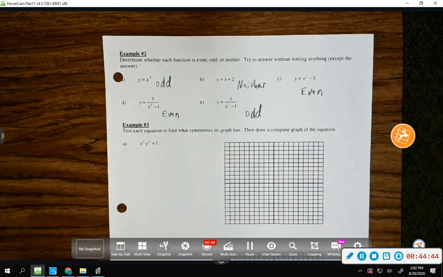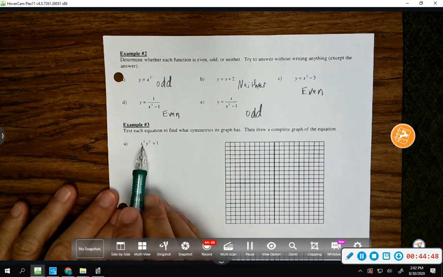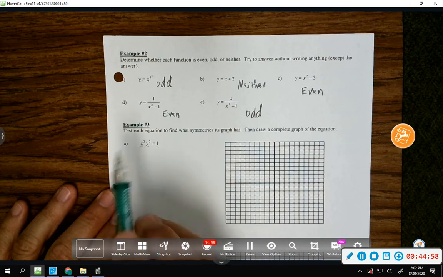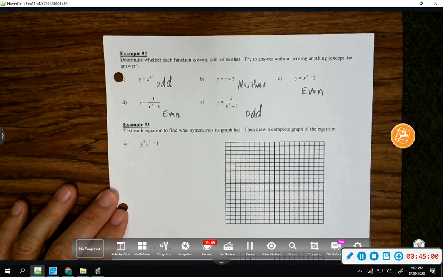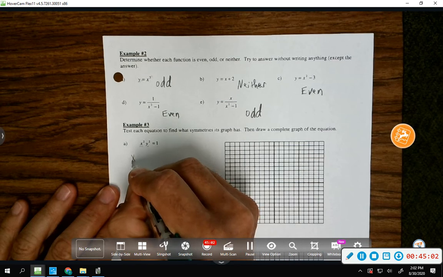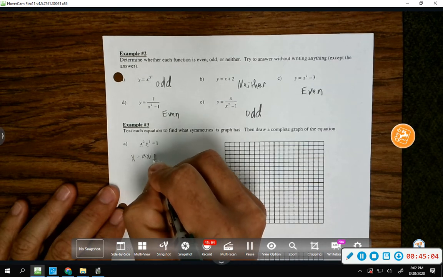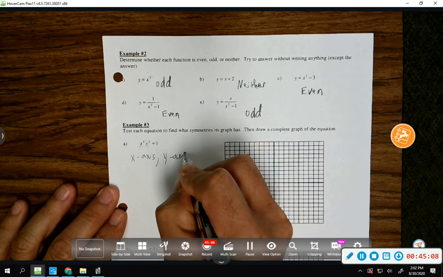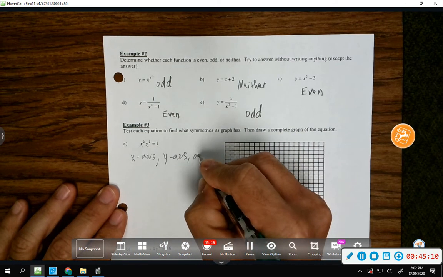This problem here, I just want to do these two for you. We're talking about symmetry, but notice if I plug negative x in for x, I get the same thing back out. If I plug in negative y for y, I get the same thing back out. If I plug in negative x and negative y and get the same thing back out, that means it's got all three symmetries. This has x-axis symmetry. It has y-axis symmetry. And it has origin symmetry.